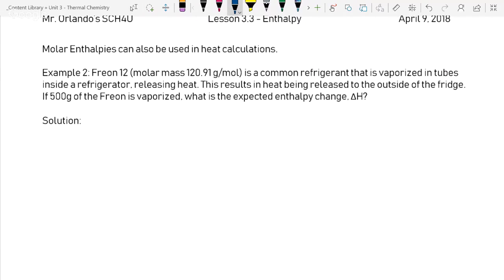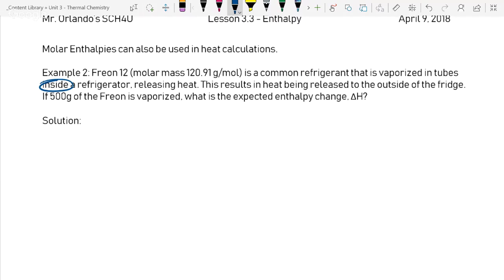So I want to look at an example here. Freon 12 is a common refrigerant that's vaporized in tubes and it releases heat. All right. Specifically what it does is it vaporizes this on the back side of the fridge, which is why if you put your hand behind your refrigerator, it feels warm. Then it pumps it inside the refrigerator where it does the reverse, and it's going to make it cool. Then it goes back outside, and it just constantly cycles this.